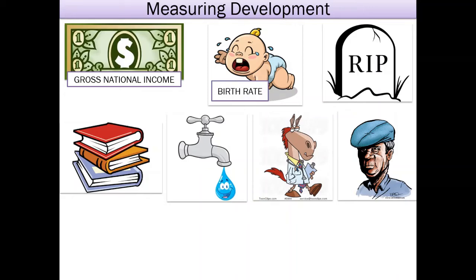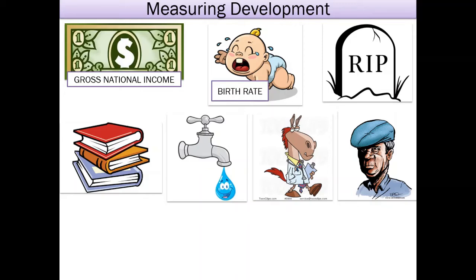And again, if your birth rate is high, that doesn't mean that your country is highly developed. The higher your birth rate is, actually, is the opposite. You would actually have a lower level of development because of things like a lack of contraception, lack of education, lack of healthcare. These all lead to people having more children, which means that actually your development is generally lower.